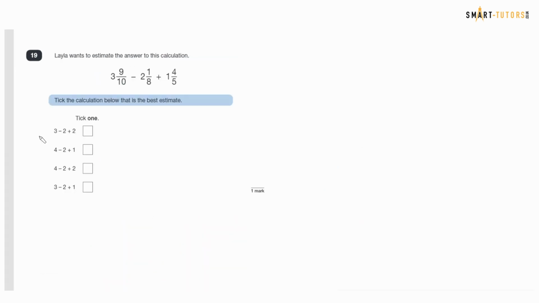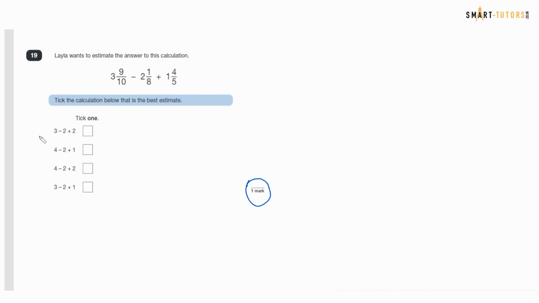Question number 19. Laila wants to estimate the answer to this calculation. Tick the calculation below that is the best estimate. Tick 1. So they warn you, don't tick everything. Don't tick 2, only 1. And also you can work this out from it being a 1 mark question. There can't be 2 answers. I'll let Adran help me.